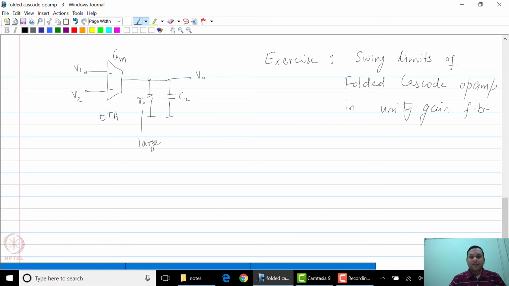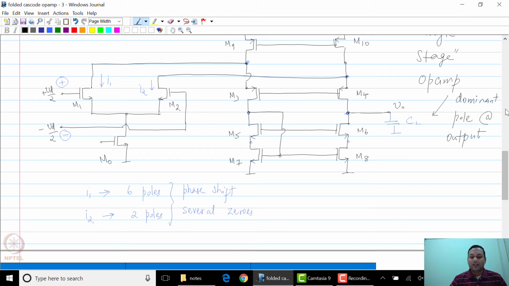So you need to convince yourself that the same problem that you had with the telescopic op-amp, where you had a swing limit limitation when you connected the op-amp in unity gain feedback, does not exist for this folded cascode op-amp. I will just remind you, as a quick hint, that from the basic structure the input common mode is now somewhat isolated from the output common mode in this particular structure. So you should apply the unity gain feedback on this structure and convince yourself that it really does not have the same problem.